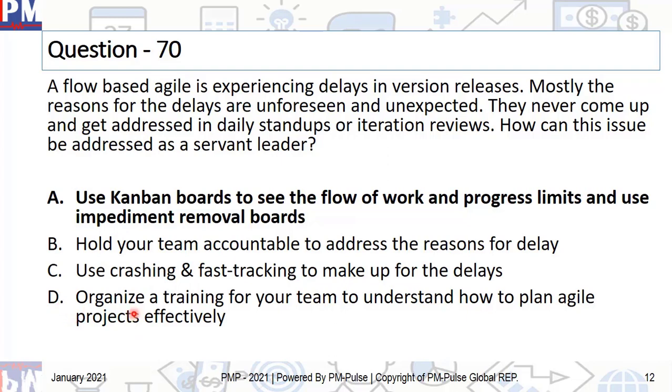Now let's look at D. Organize a training for your team to understand how to plan agile projects effectively. I think it's not a problem with planning. It's a problem with unforeseen or unidentified risk cropping up or unexpected issues cropping up, and also the failure of reporting during stand-up meetings. So it's a little beyond planning. So the best answer is this.